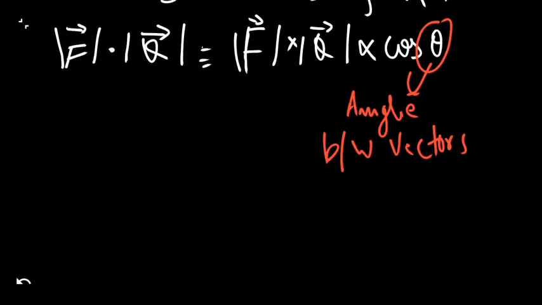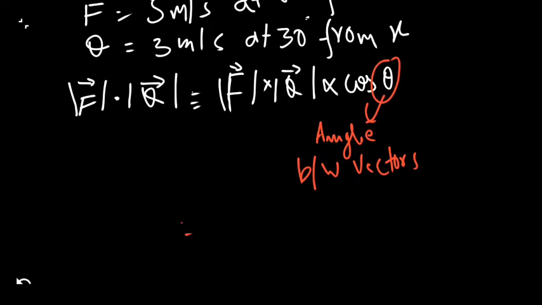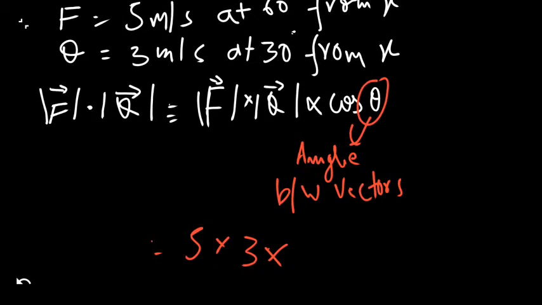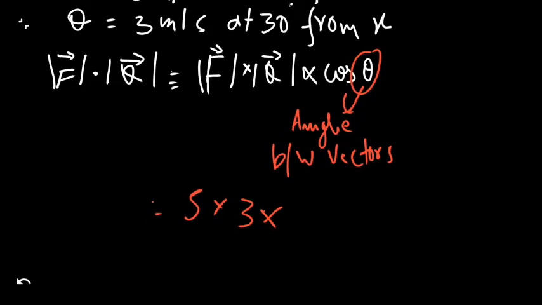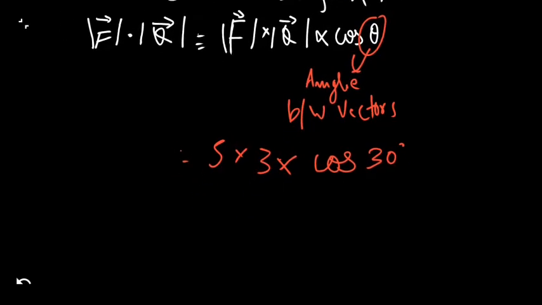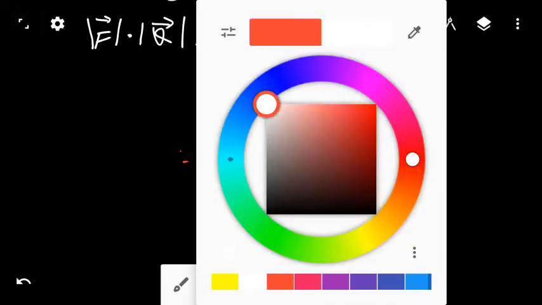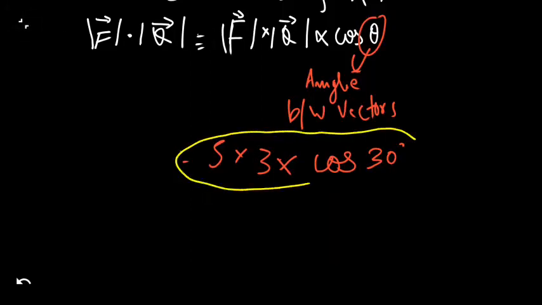So now if we solve this, what was f? It was 5 and q was 3, and now we have to find the angle. So f was 60 degree from the x-axis and q was 30 degree from the x-axis. So the angle between them would be 30 degrees. So we have to multiply that by cos 30. So this expression here will be the result of f vector multiplied by q vector in a dot product.